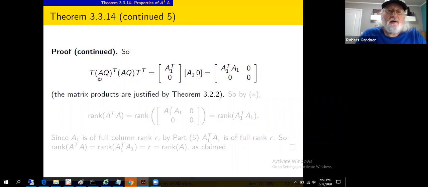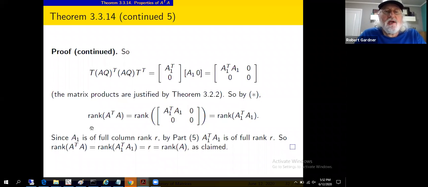As I said, we've got these two products of matrices here represented like this. So doing the matrix product, the way you multiply partitioned matrices, gives us an A1 transpose A1 up here. The beauty of this is A1 is full rank. We collected together all the rank of A in a certain sense in that matrix A1.